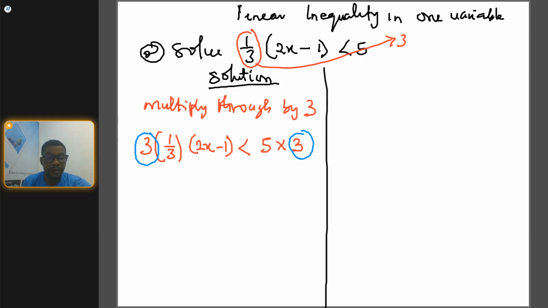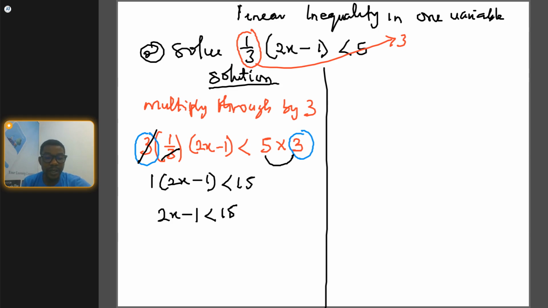If I proceed, these 3 cancel 3, and you have 1 left times the bracket (2x - 1) < 5 times 3, which is 15. Using 1 to multiply the bracket, you still have 2x - 1 < 15. Now what next? We need to collect the like terms.